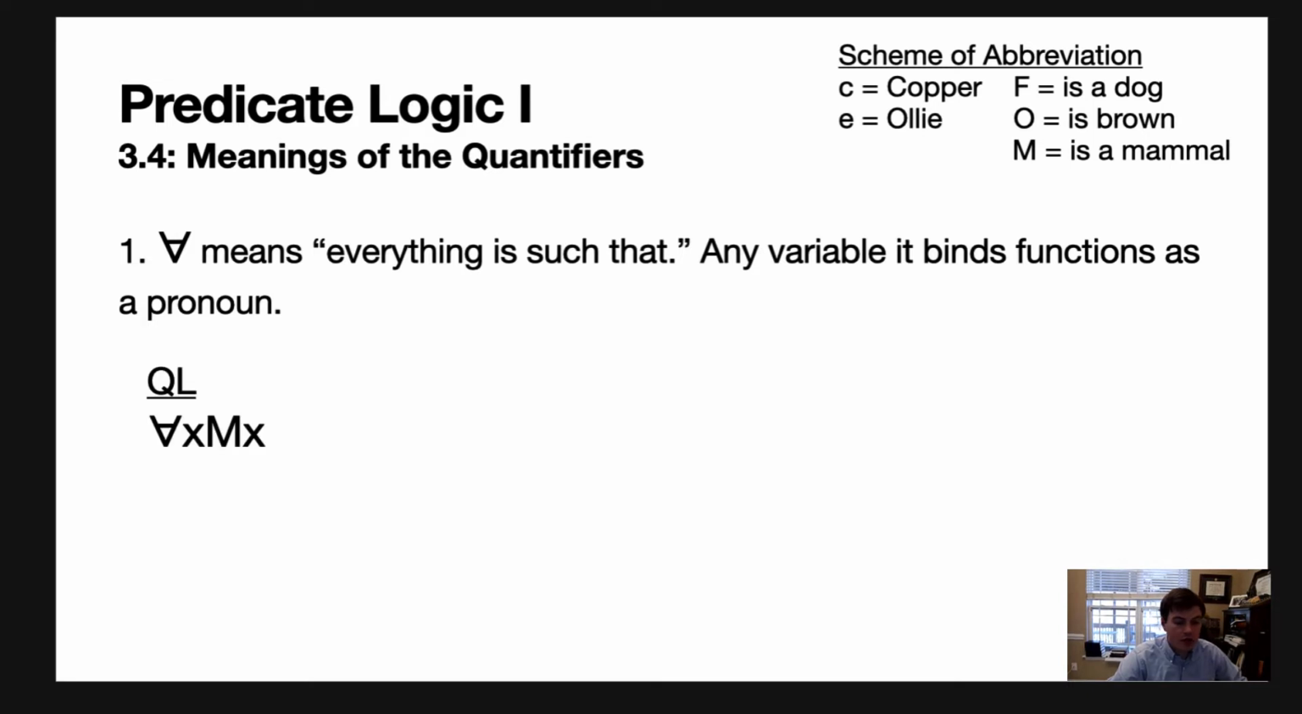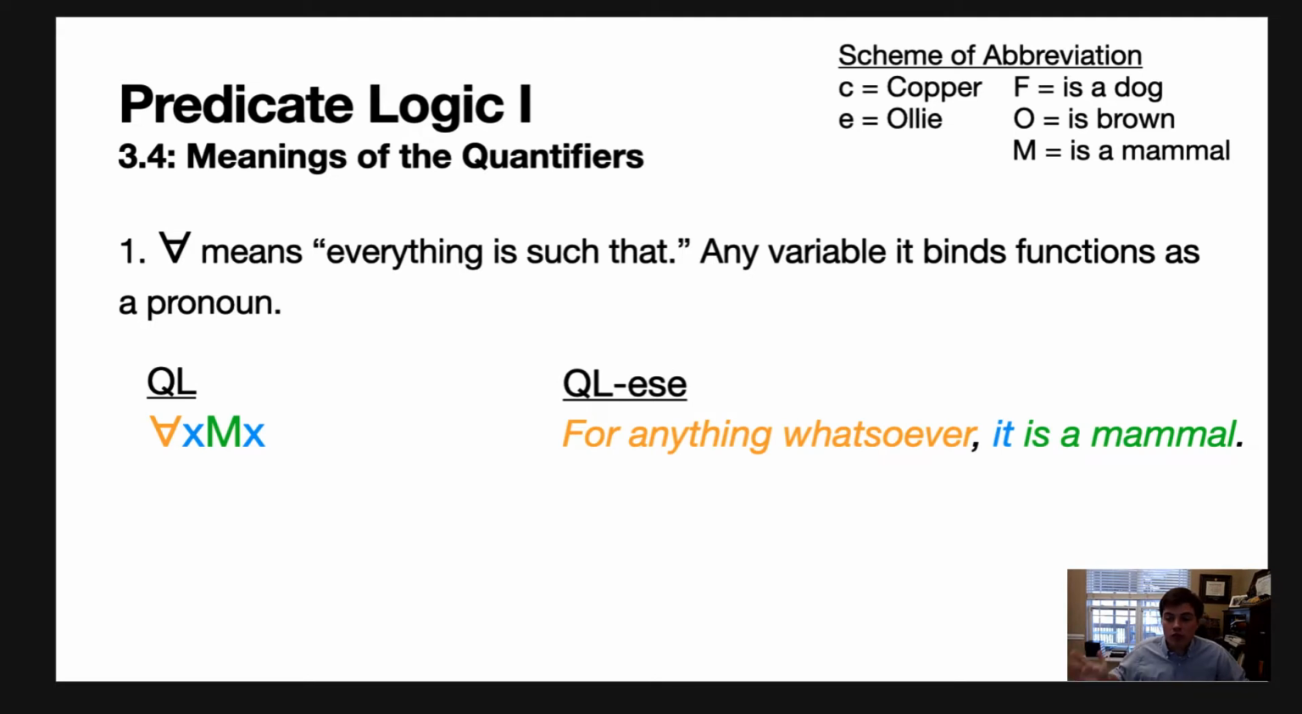So here is a quantified formula. For all x, Mx would be how you'd read that in predicate logic. And in English, when we match that up with our scheme of abbreviation, we translate that as everything is a mammal, right? So here we've got M is our predicate. And the x there you can think of as a pronoun. What it's saying is, for anything whatsoever, it is a mammal. That's what the x is doing. It's functioning as a pronoun.